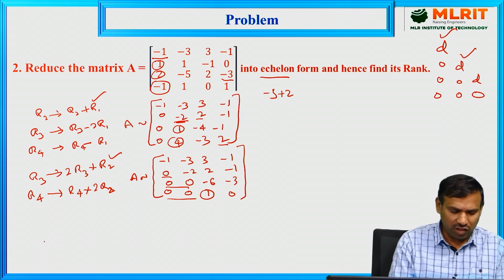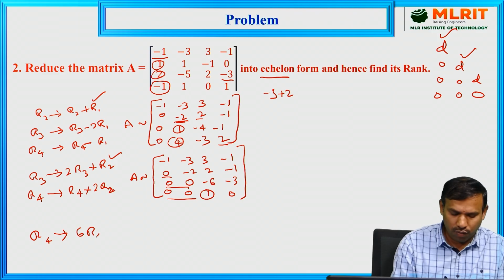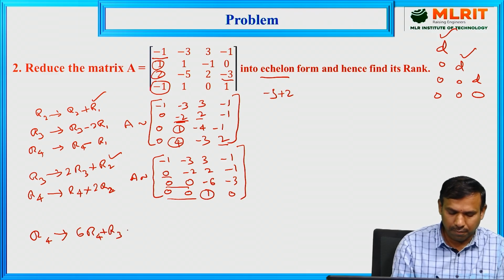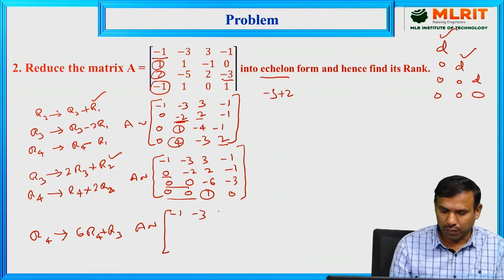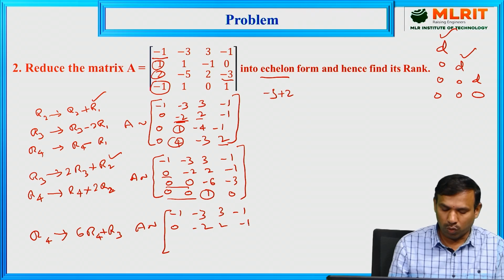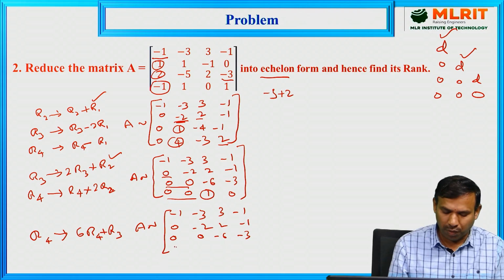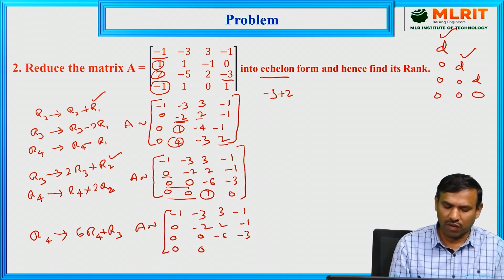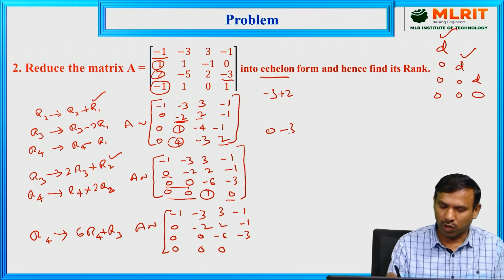So make R4 6 times: 6R4 plus R3. Then A is equivalent to: first row no change, second row no change, third row no change. We are using the third row. Fourth row: 6R4. 0 plus 0, 0. 0 plus 0, 0. 6R4: 6 into 1, 6, minus 6. 6 minus 6, 0. 6R4: 6 into 0, 0. Plus R3 and a minus 3. 0 minus 3, minus 3.